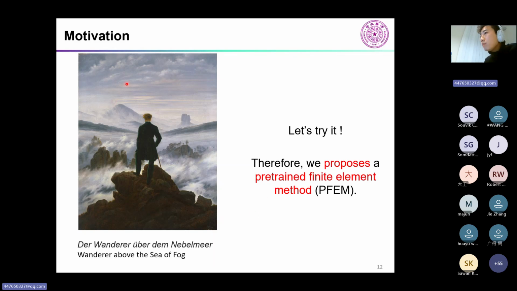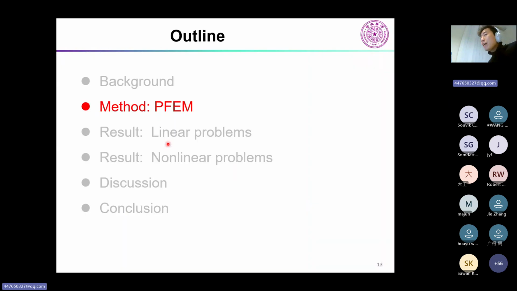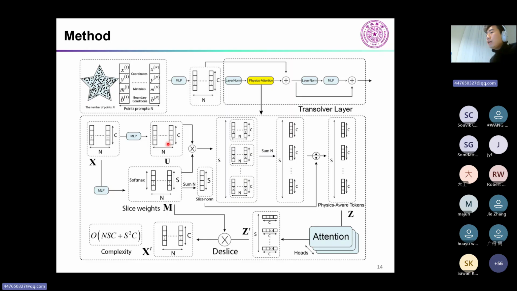There is a very famous painting I want to show you. It's called Wanderer Above the Sea of Fog. It's very like our research. When we get to the top of the mountain, we want to know which mountain is the highest, so we must go down it to practice. Okay, so let me introduce our method.